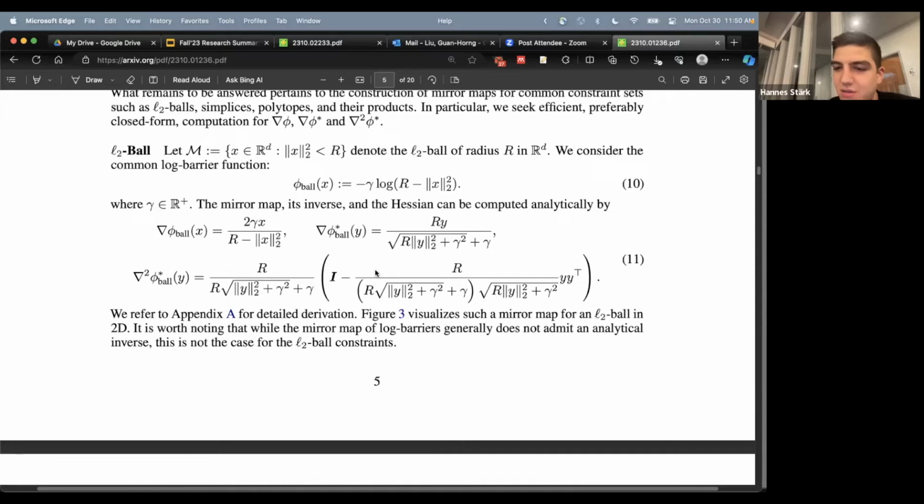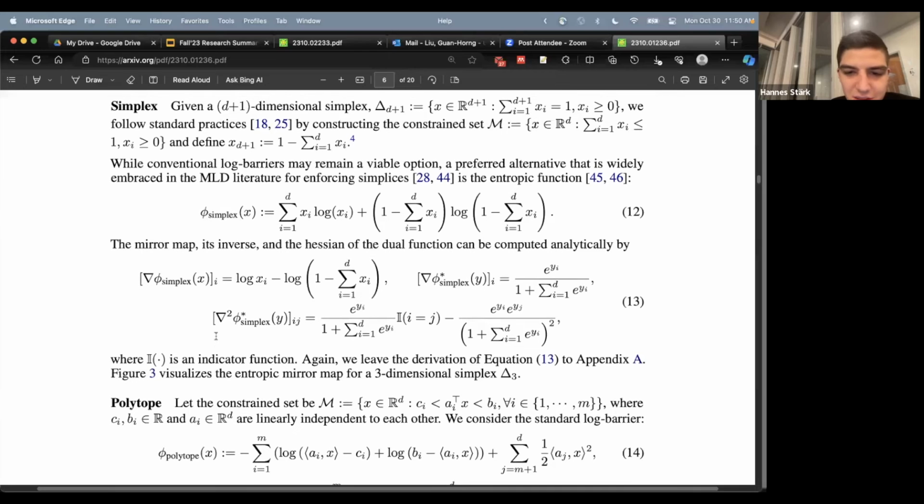Okay. Cool. Very nice. Let's continue. So that's the bool constraint. We also have the simplex constraint. Simplex is a special case of the polytope, and the mirror map that we use is borrowed from the Mirror-Langevin dynamics literature, where typically they use an entropy function to present the mirror map, which is given in equation 12.